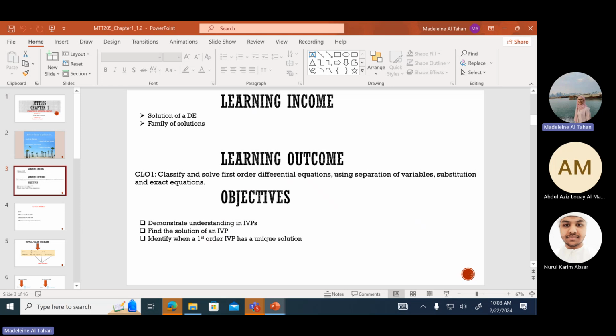And our main objective is to demonstrate understanding of initial value problems, find the solution of an initial value problem, and to identify, which is very important, when a first order differential equation has a unique solution. Again, the uniqueness of the solution is very important.